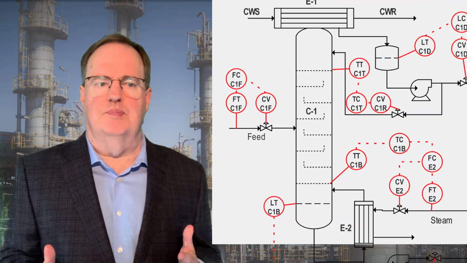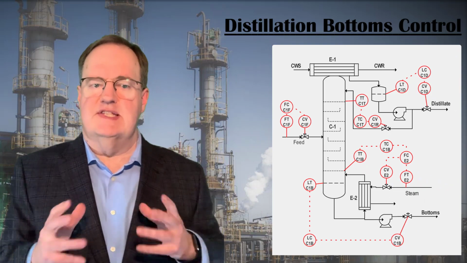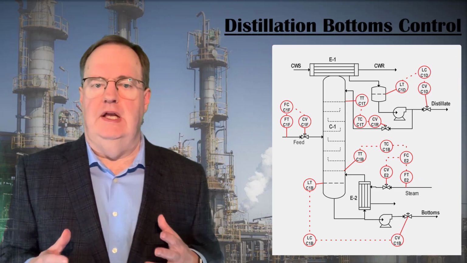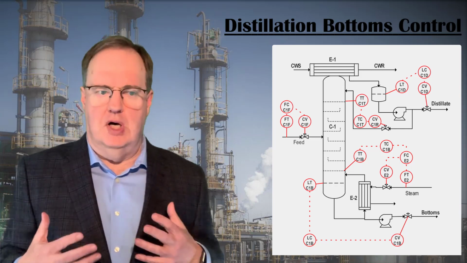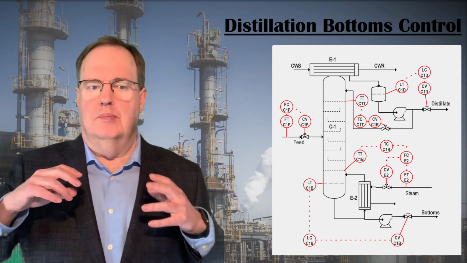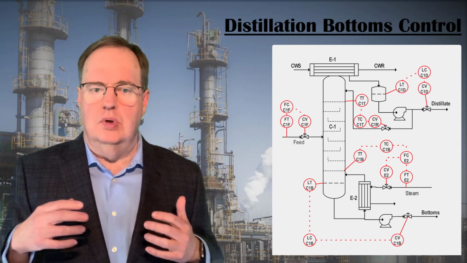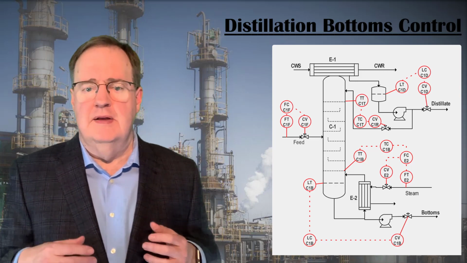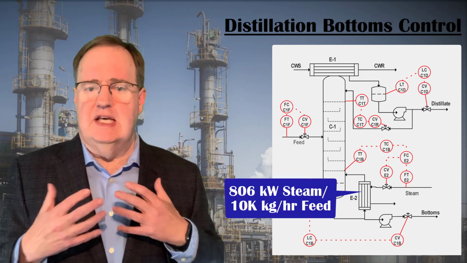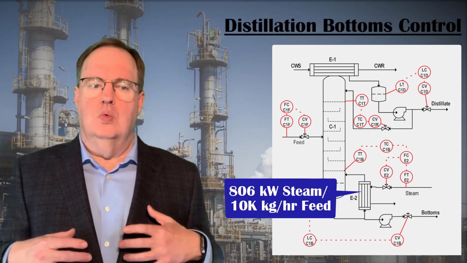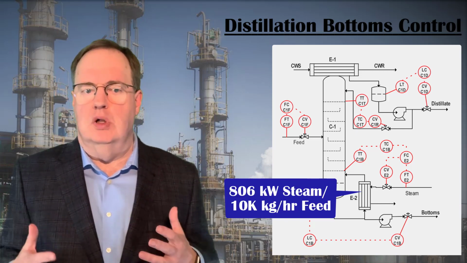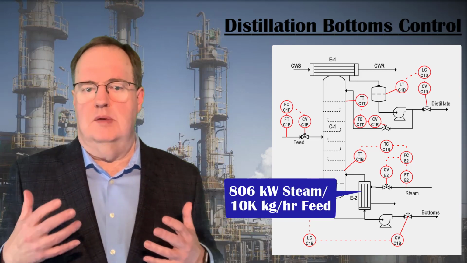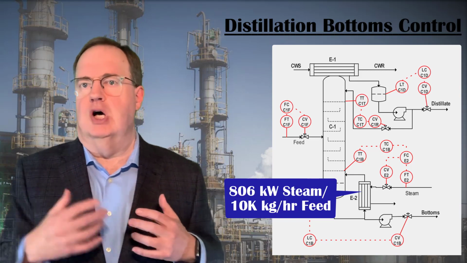Let's look at an example. Here we have a distillation column with a controlled feed and composition control inferred through top tray and bottom tray temperatures. Our model of the column, perhaps through Aspen or ChemCAD, tells us that for a 10,000 kilogram per hour feed, we'll need 806 kilowatts of steam heating in our reboiler to achieve the desired bottoms composition and bottom tray temperature.